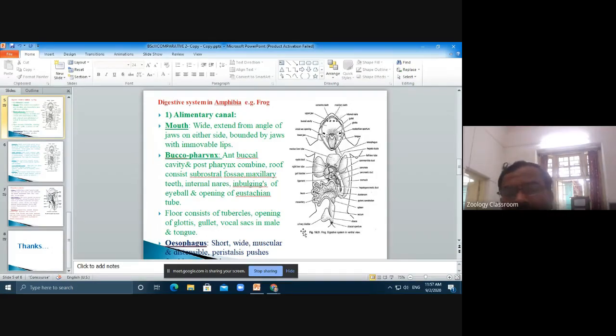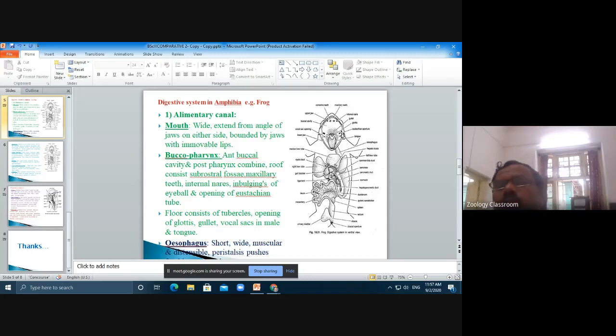So this is the entire figure which shows the digestive system of amphibia. Now look at the figure. This is the mouth. This mouth is wide and it is open. When the mouth is open, it shows the inner details. This is the upper jaw. This one is the lower jaw.